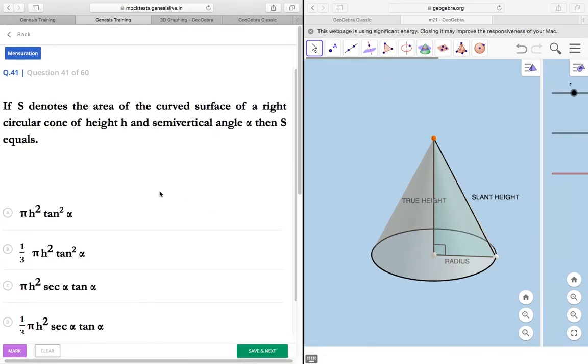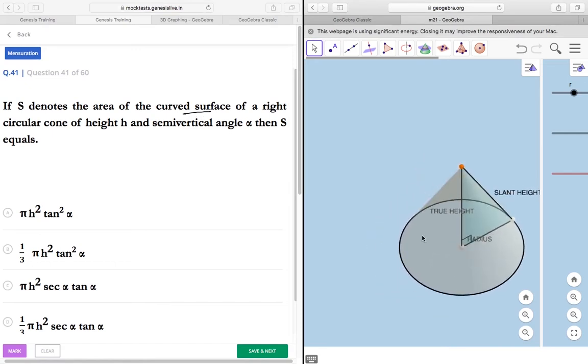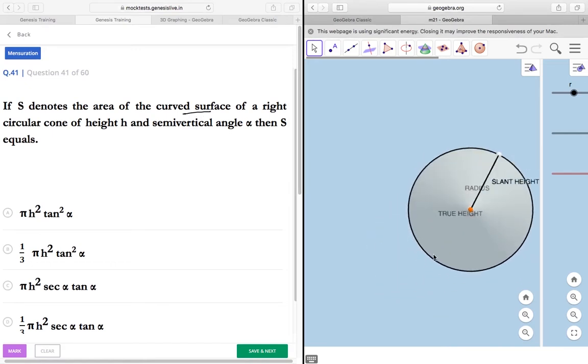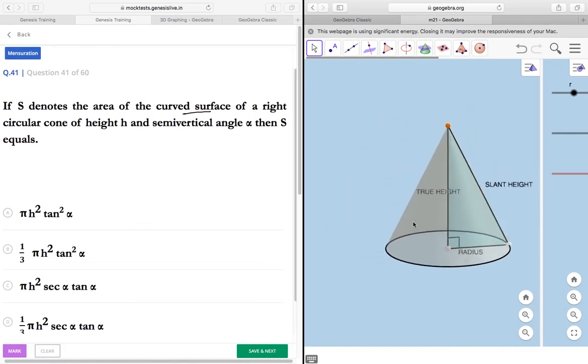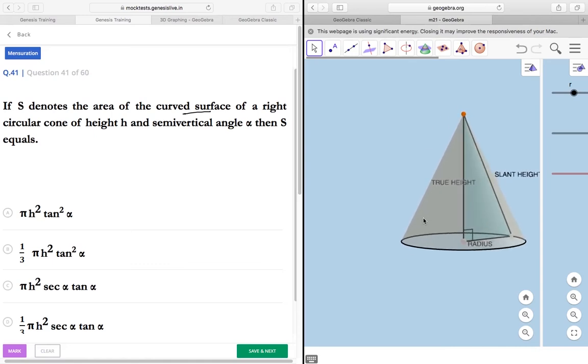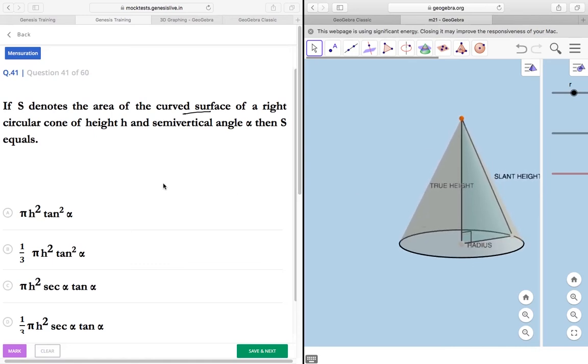All right, question number 41. If S denotes the area of the curved surface of a right circular cone. So curved surface means we are talking only about this surface, not the base. This is the base, so leave that part. So whatever you can see, the remaining slant surface, that's the curved surface.